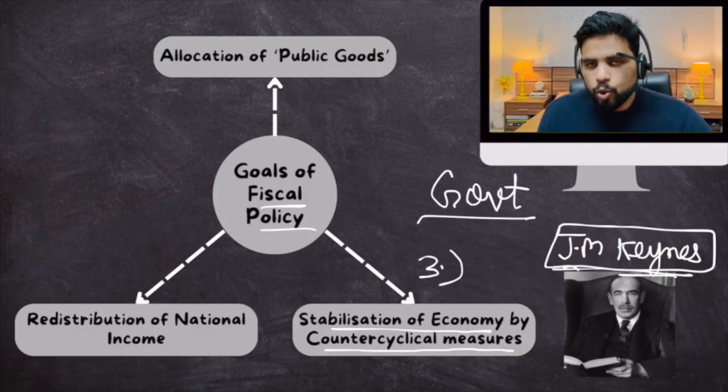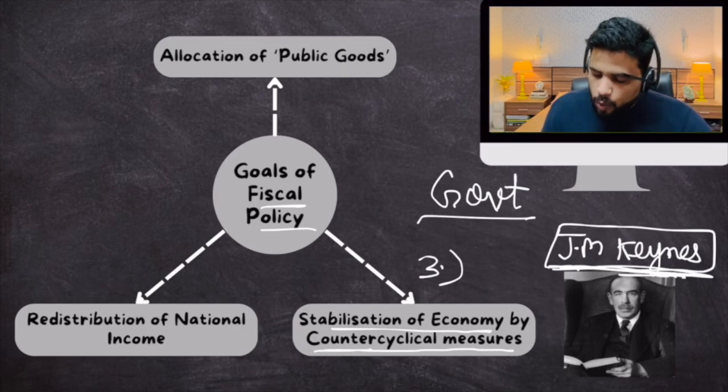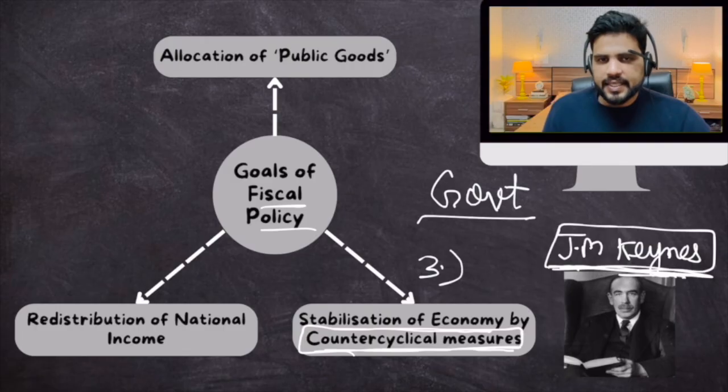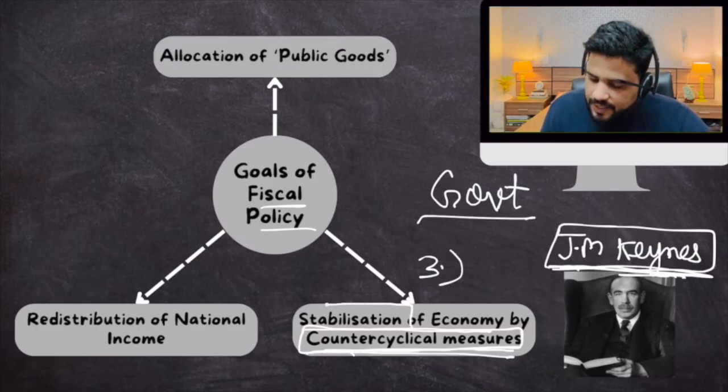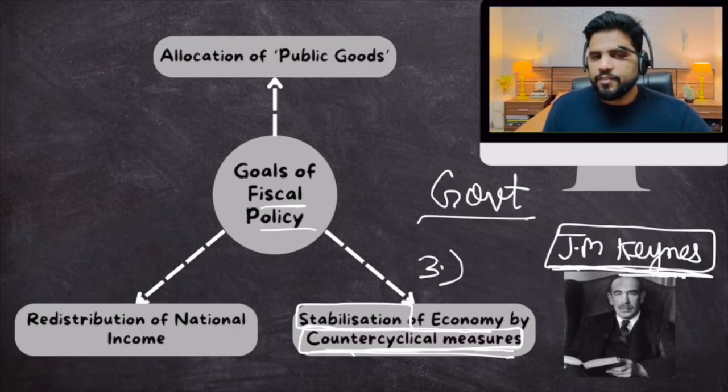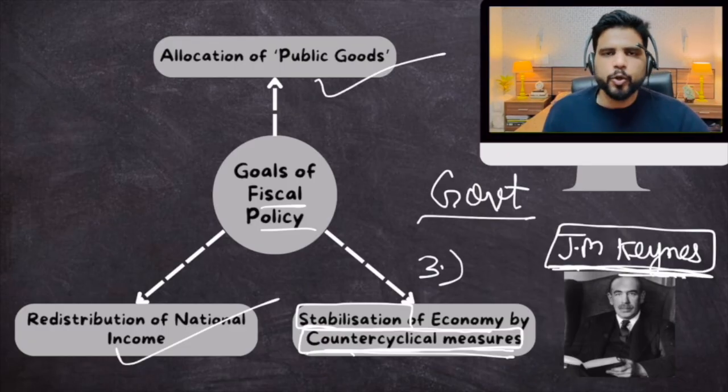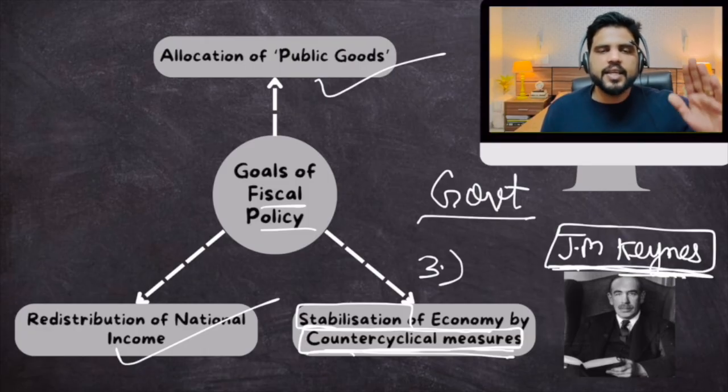Now, what is that huge role that John Maynard Keynes talked about? John Maynard Keynes talked about counter-cyclical measures. And he said that these counter-cyclical measures actually stabilize the economy. Because if there is no government, economy can be destabilized very easily. The main role of the government, apart from allocating public goods and redistributing national income, is stabilizing the economy if it encounters any hiccups.